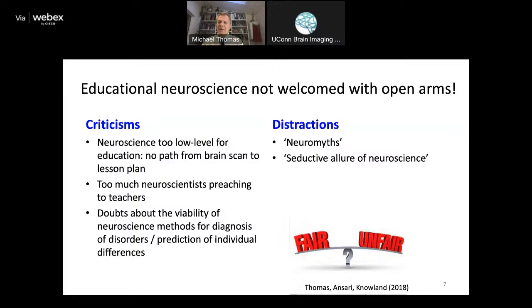I would say both neuromyths research and seductive allure of neuroscience research are kind of subtle ways for education researchers to undermine or to criticize educational neuroscience. And then, of course, we have commercial providers who want to be, sort of, endorsed by neuroscience or neuroscientists, to push commercial products, which may have very little scientific evidence supporting them.